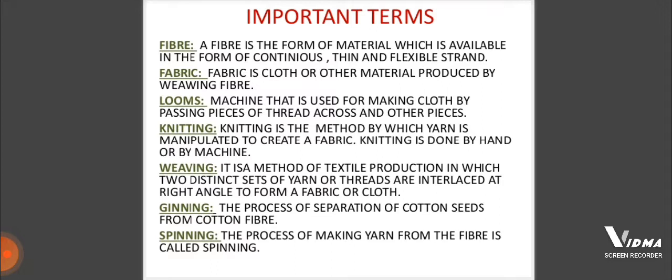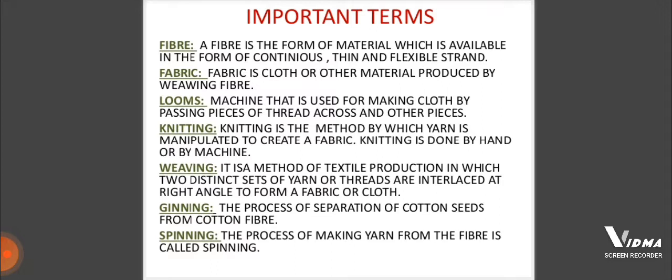Fabric. Fabric is a cloth or other material produced by weaving fiber. So, fabric is a cloth material which is produced by weaving fiber. Looms. A machine that is used for making cloth by passing a piece of thread across other pieces is called a loom. So, a loom is a machine which is used to produce cloth.